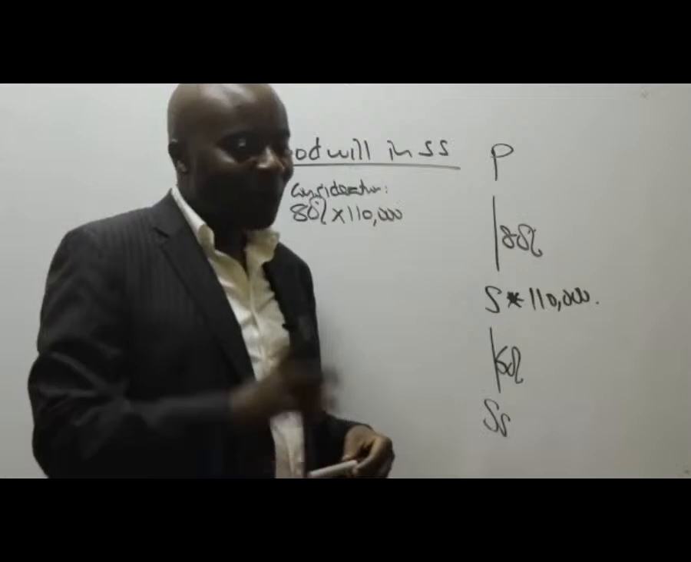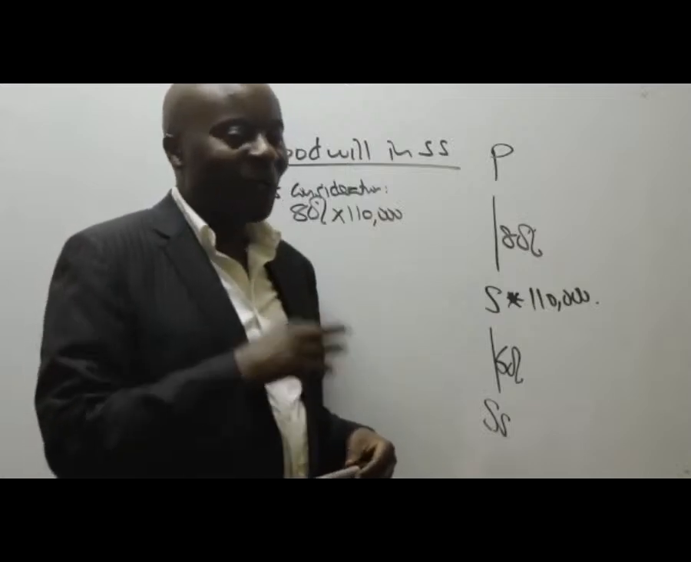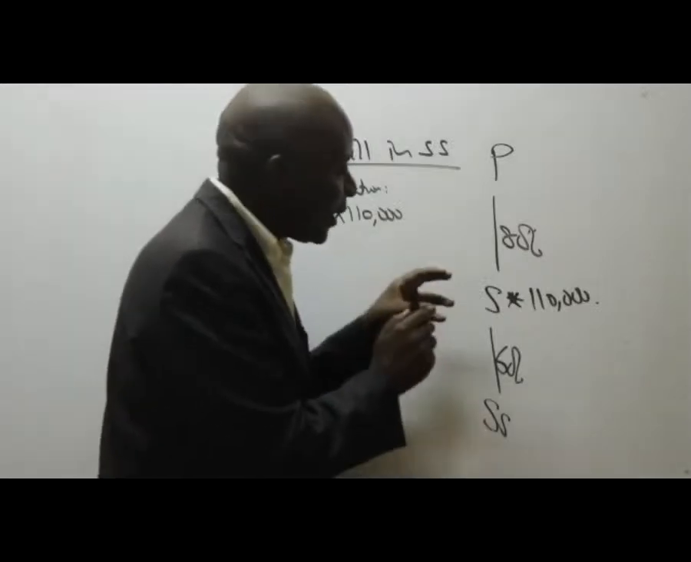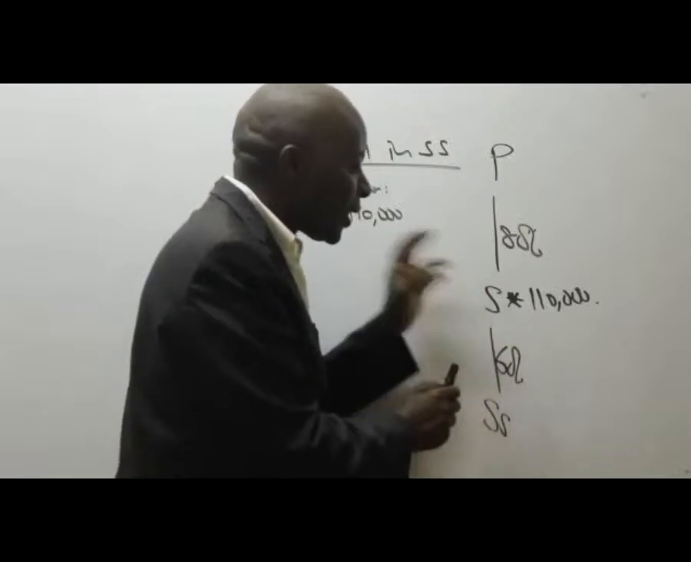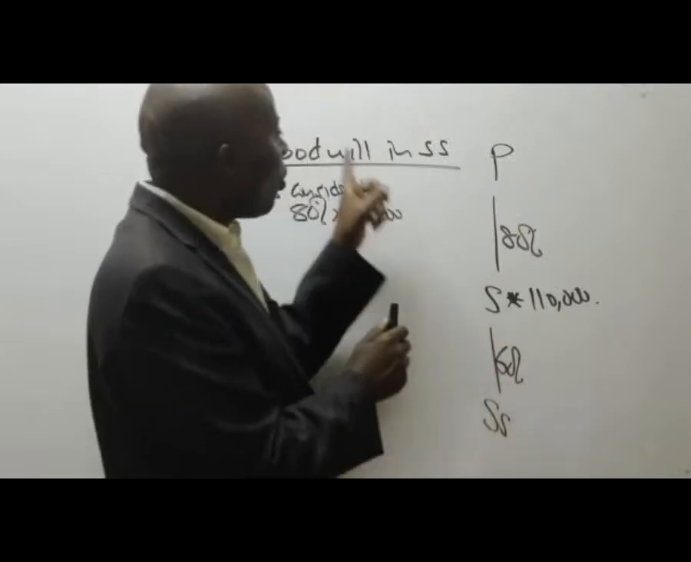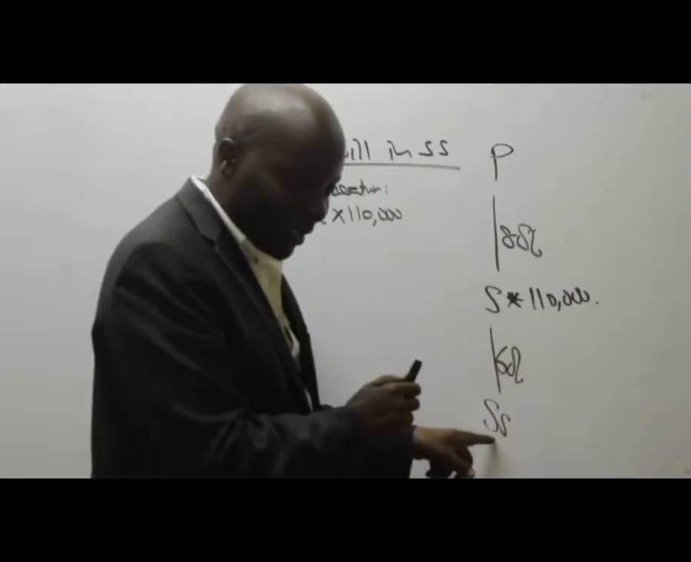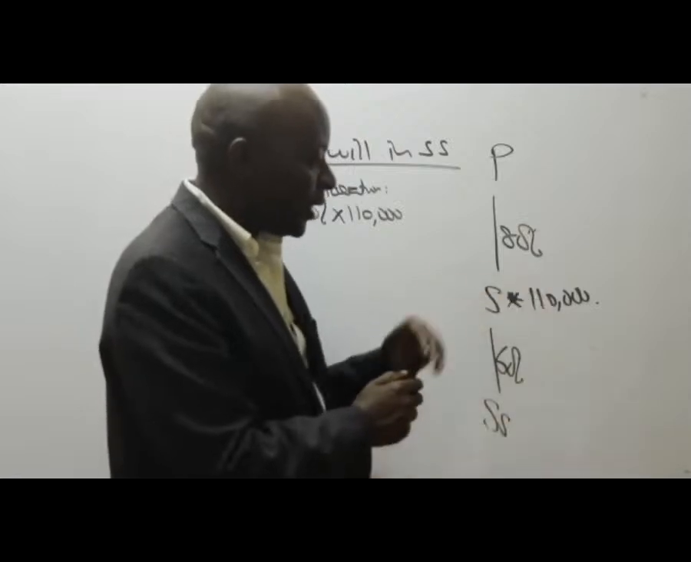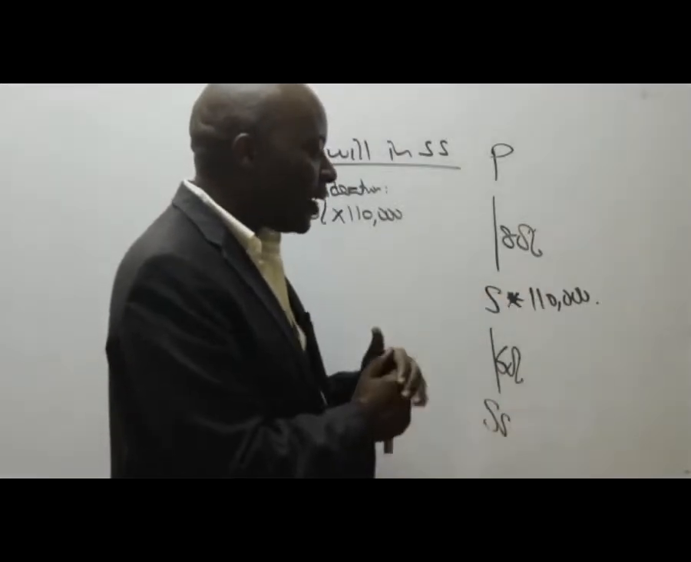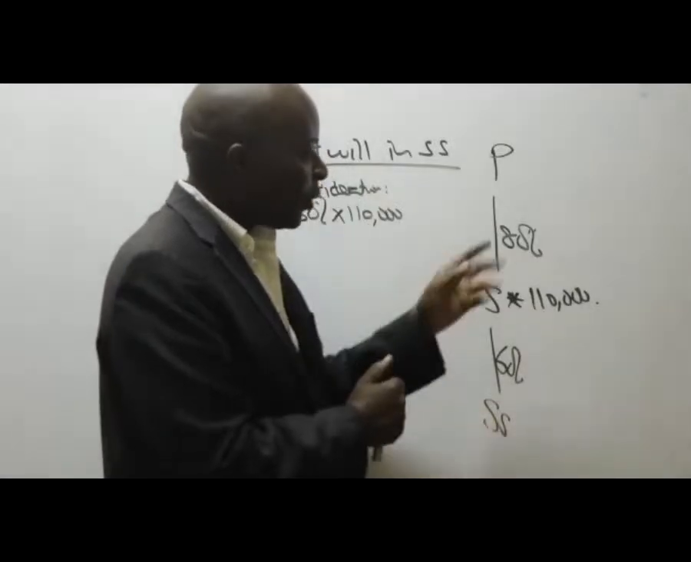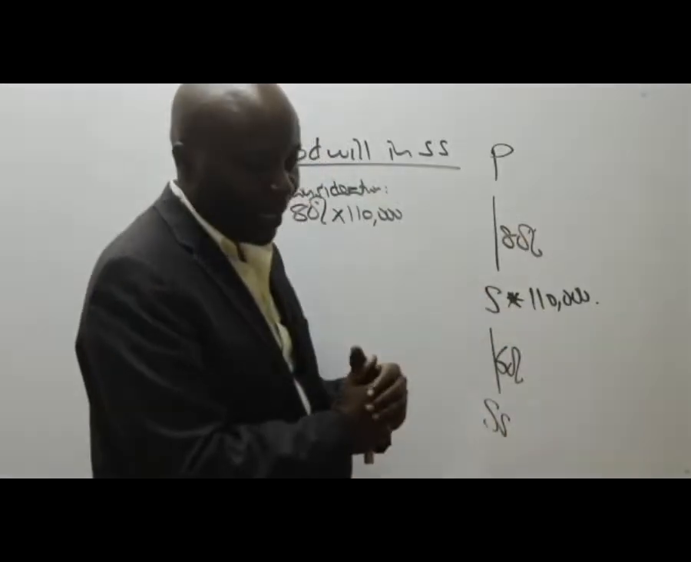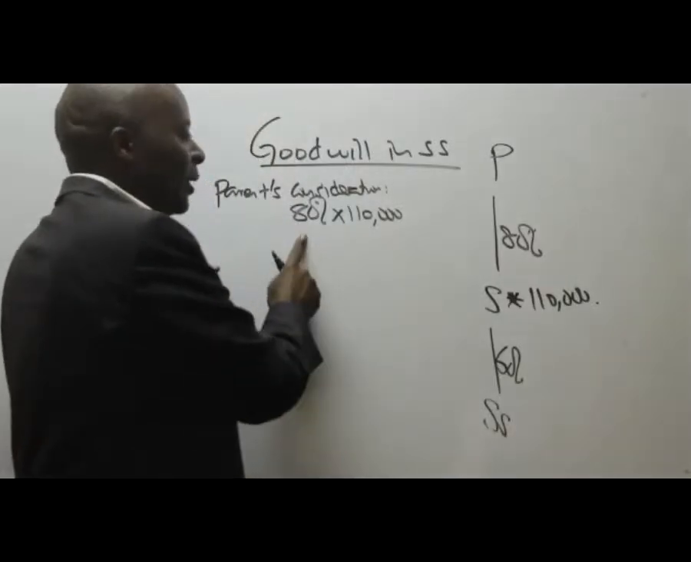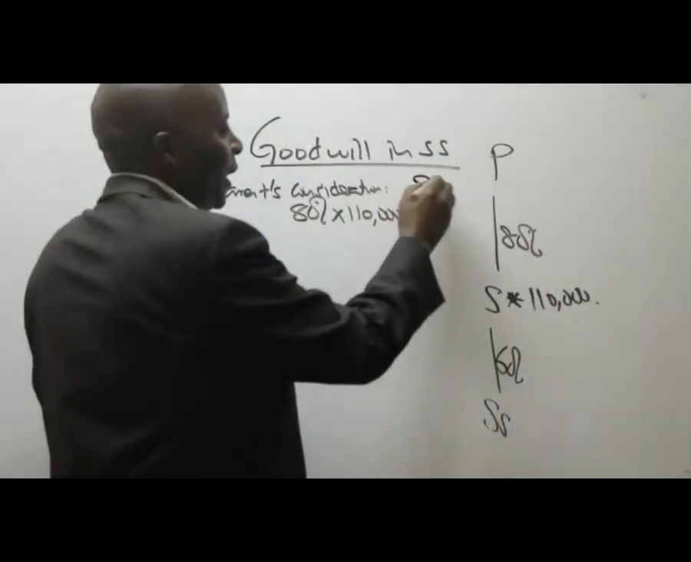Right? So that is where the trick is. We are not calculating this as goodwill of S. We are looking at this as goodwill of the parent company in SS. So if S paid 110,000, how was it raised? 80% was given by the parent, 20% by NCI. So the parent's consideration is 80% of 110,000, which gives me 88,000.